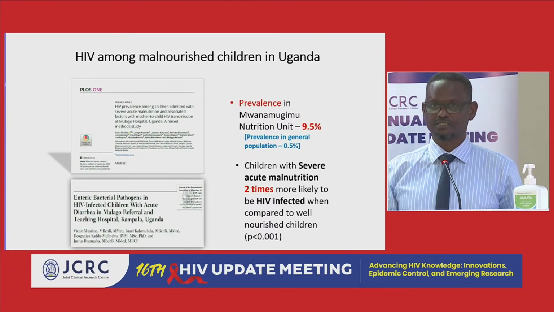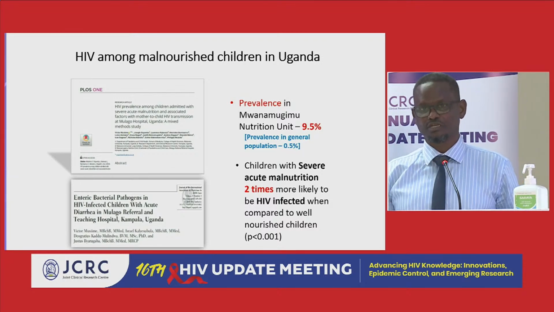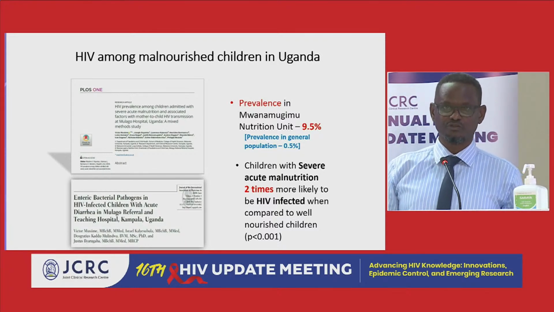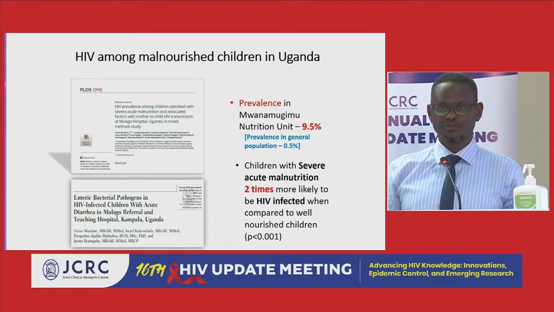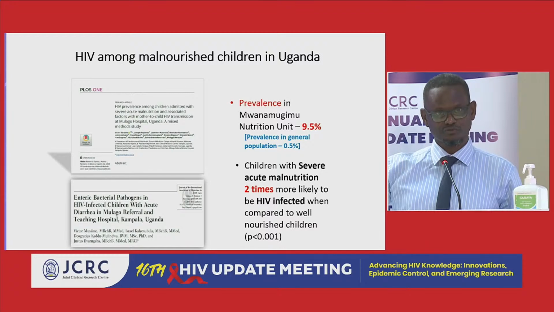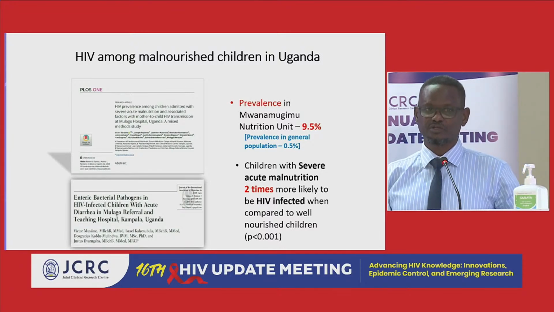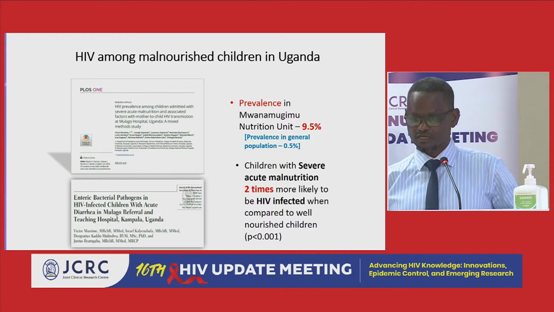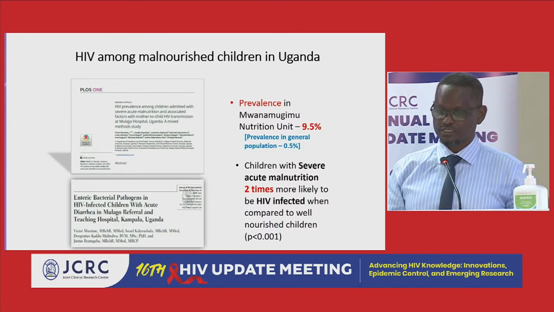So you can imagine, if you are to evaluate the 77,000 children against the maybe 20 million children living in Uganda, that prevalence is about 0.5%. But if you look at Mwanamujimu, which admits only severely malnourished children, the prevalence is about 10%. Now, that's a very high comparison. So that shows that there is an association between HIV and malnutrition.